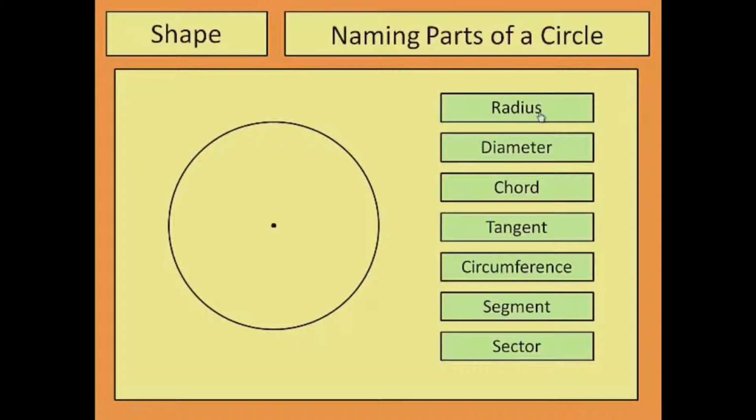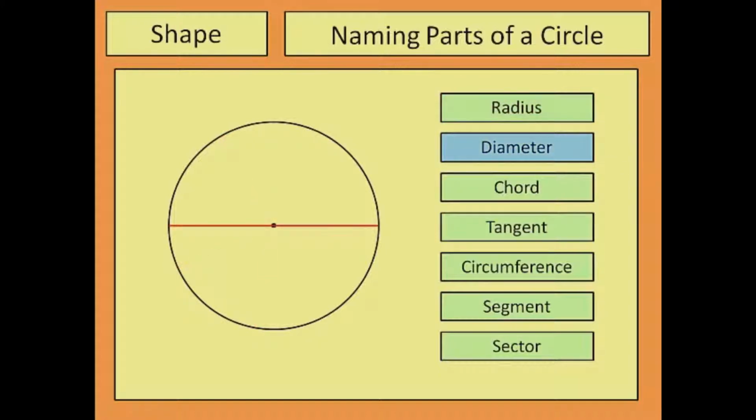The first of those is a radius. A radius is any line that goes from the center of a circle out to the edge. It doesn't matter where it is as long as it follows that rule. So all of these lines that you're seeing now are examples of a radius because it goes from the center to the edge.